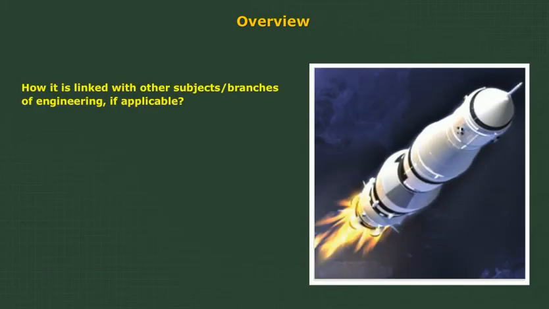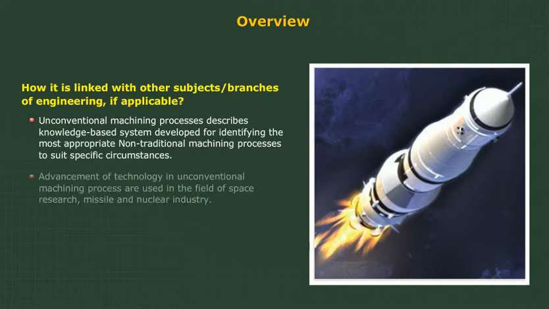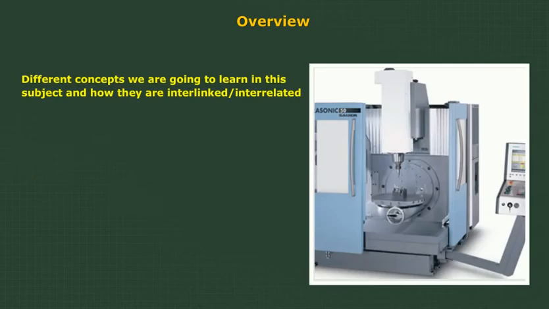techniques. How is it linked with other subjects or branches of engineering, if applicable? Unconventional machining processes describes a knowledge-based system developed for identifying the most appropriate non-traditional machining process to suit specific circumstances. Advancement of technology in unconventional machining processes is used in the field of space research, missile and nuclear industry. Different concepts we are going to learn in this subject and how they are interlinked or interrelated.